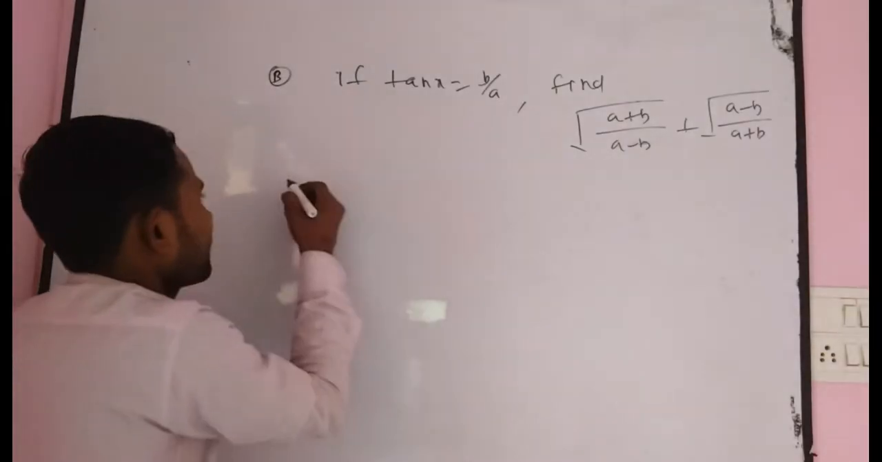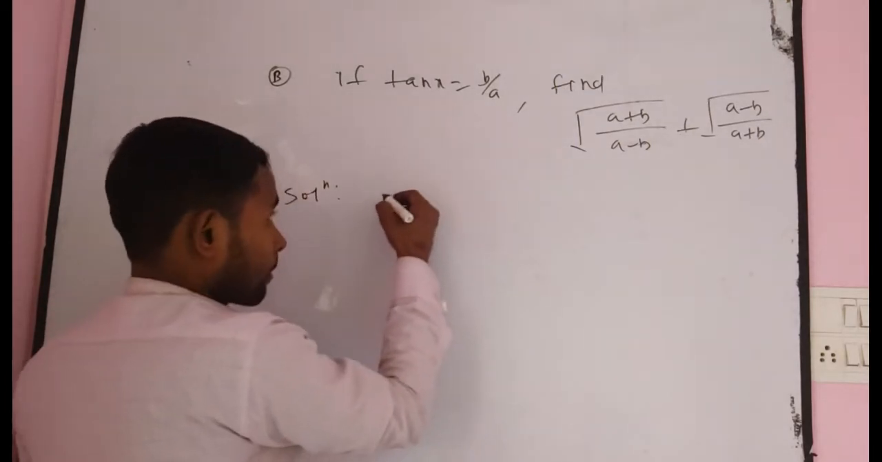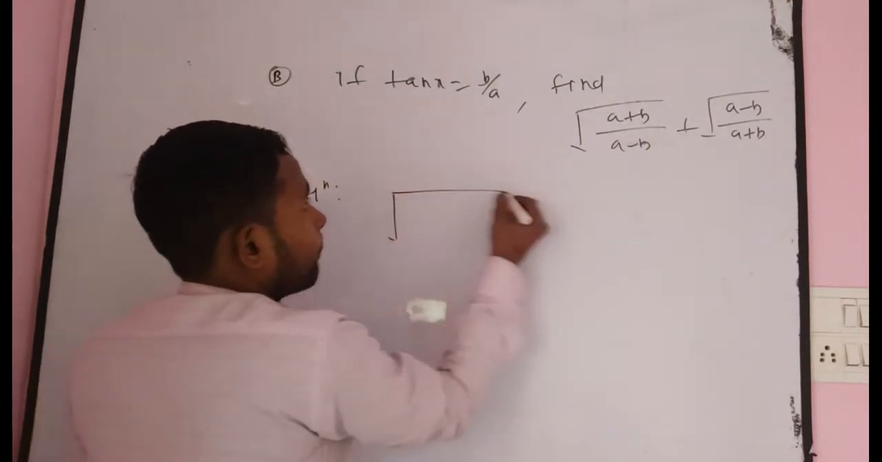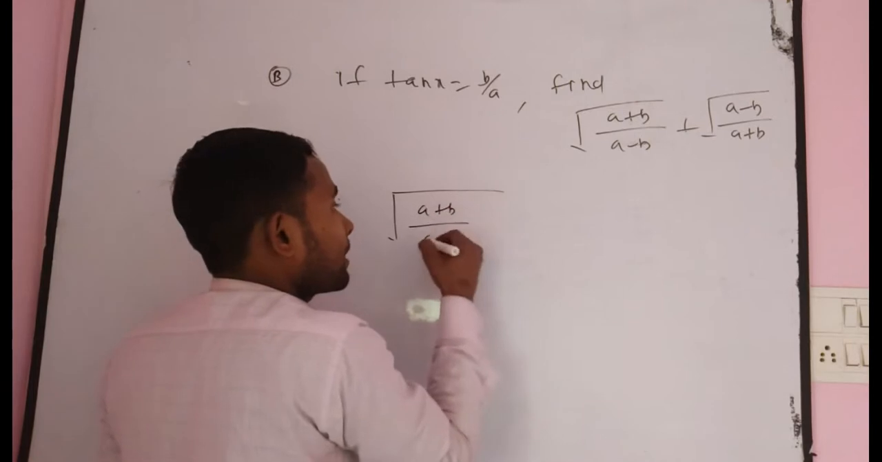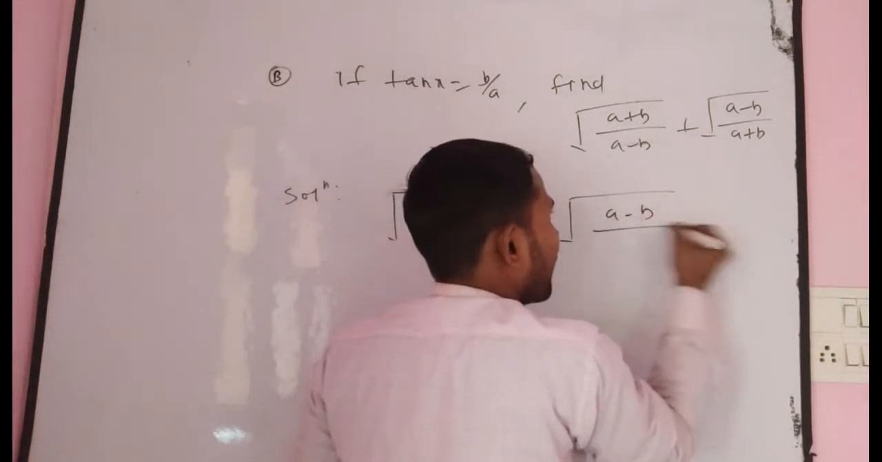Simple logic behind it. Solve. You have to find the value of under root a plus b divided by a minus b plus under root a minus b divided by a plus b.